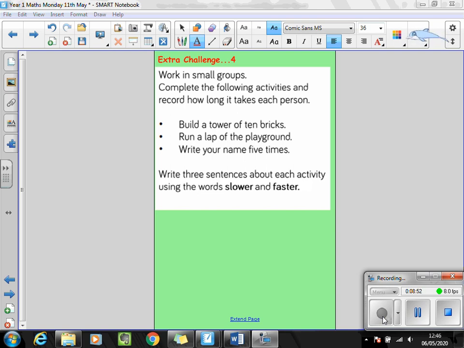Write 3 sentences about each of those activities using the words slower or faster. You could repeat these activities and see if you could be even faster than the first time you did it. Or does it work out that you're a bit slower than the first time, maybe because you're a bit tired?